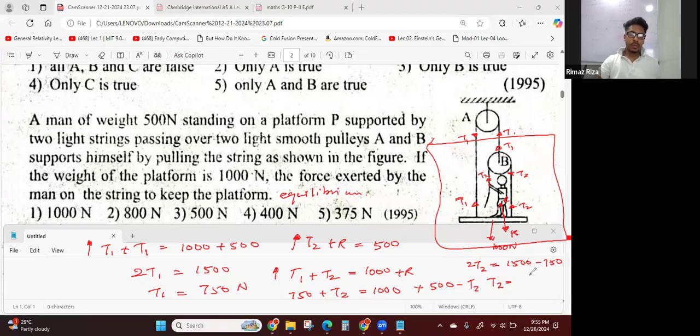So therefore T2 is equal to 750 divided by 2. So T2 equals 375 Newton. So the answer is 375 Newton. Okay, I'll do this question one more time.